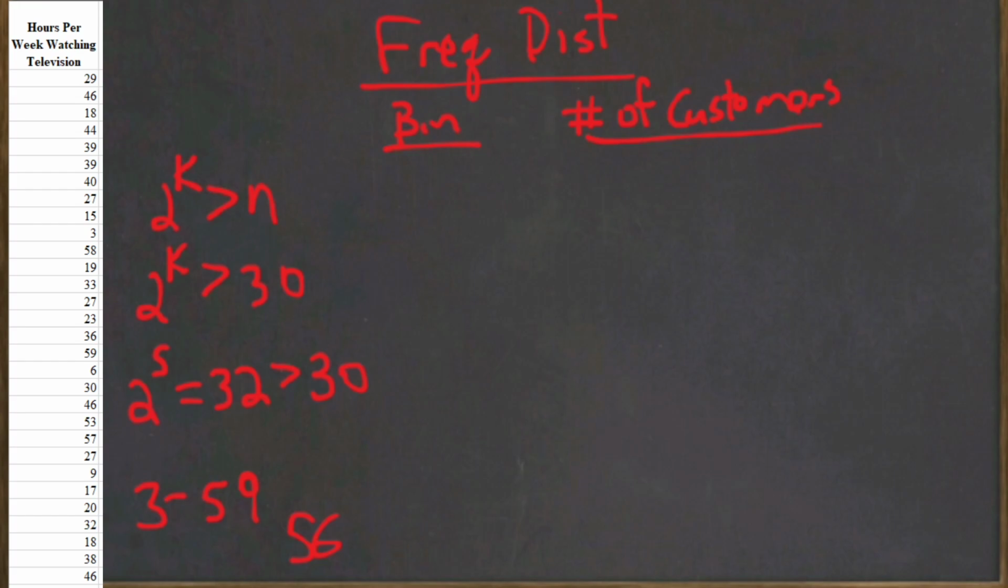56 numbers. And so what we would largely do is then divide 56 by 5 and realize we need them to span 11.2 and then round up. So we would round up to 12.